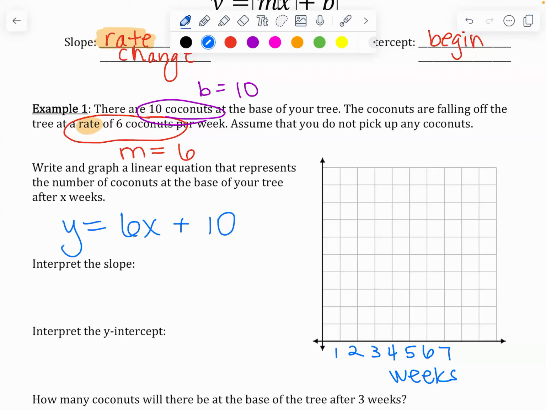Because if I count and I start at 10 and I have to go up 6 over 1, I'm gonna run out of room really fast. Okay, so what do you suppose might be a better number for me to count by?